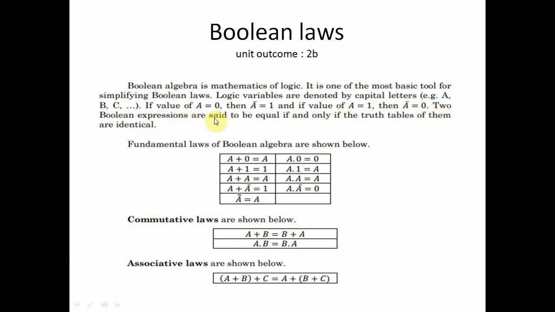Two Boolean expressions are said to be equal if and only if their truth tables are identical, that is, when the LHS is the same as the RHS. This one is the LHS side and this one is your RHS side. So these are some fundamentals of Boolean laws.